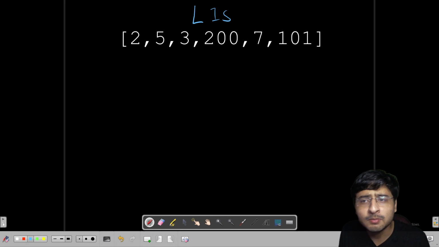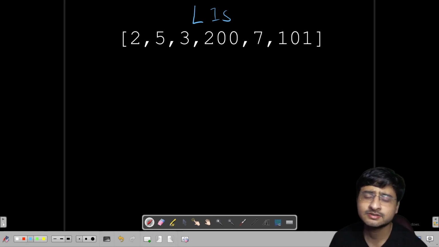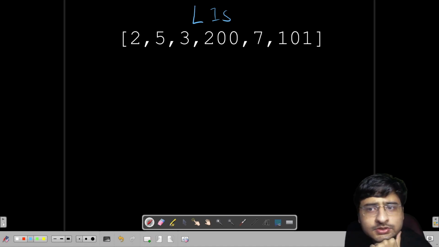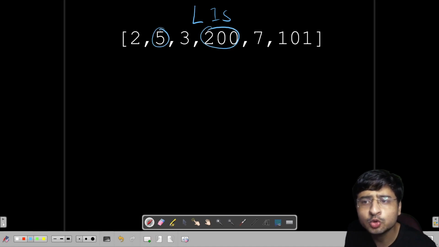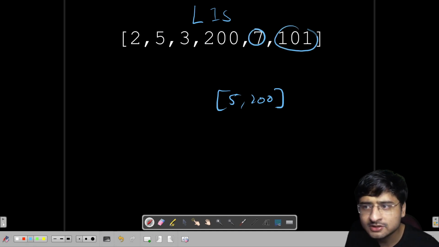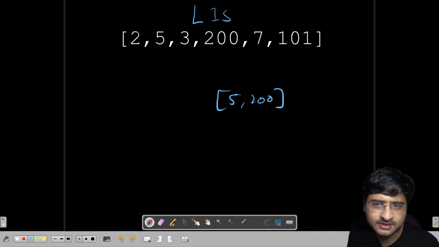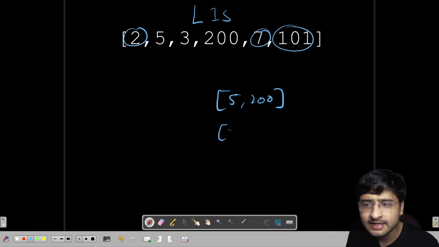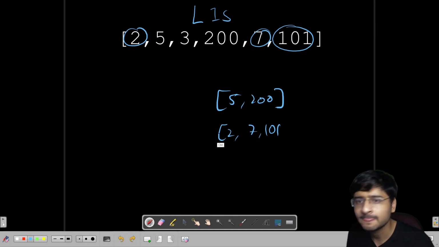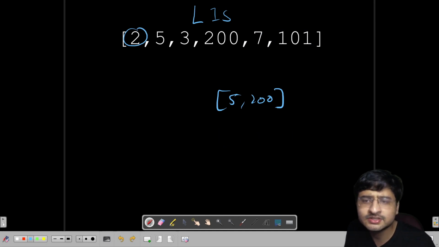So let us analyze this problem of longest increasing subsequence and see what they are telling us. They are asking for the longest increasing subsequence. So what is an increasing subsequence? For example, 5 and then 200. Is this an increasing subsequence? Yes, it is. Let's see, 100 comma 101. Is it an increasing subsequence? Let's consider 2 comma 7 comma 101. Is this strictly increasing? Yes, definitely, it is strictly increasing. This means that this is a strictly increasing subsequence. I hope it is clear what a strictly increasing subsequence is.